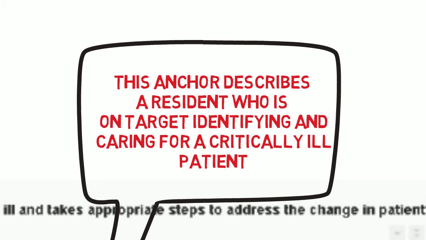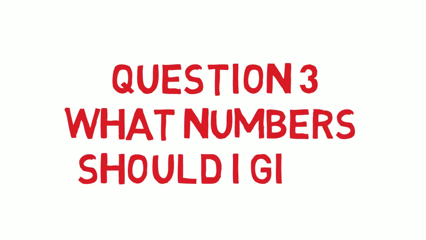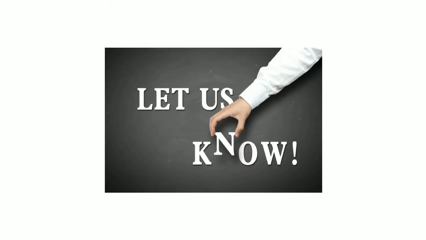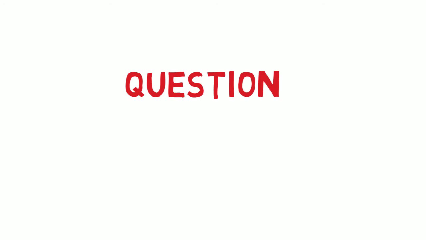This leads us to question 3. What number should I give? The short answer is 3. 3 describes competence to practice a skill with minimal assistance. If a resident isn't there yet, let us know. We can help get them there. Question 4. How can I make my input useful?